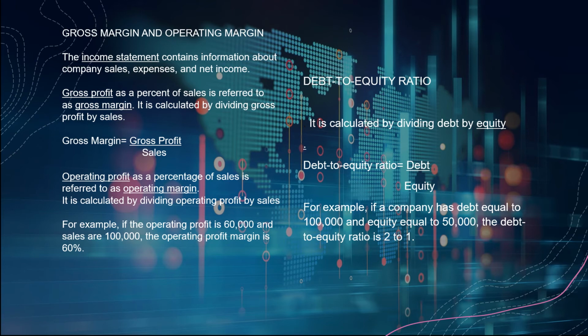And for the debt to equity ratio, the balance sheet provides accountants with a snapshot of a company's capital structure, one of the most important measures of which is the debt to equity ratio. It is calculated by dividing debt by equity. For example, if a company has debt equal to 100,000 and equity equal to 50,000, the debt to equity ratio is 2:1.